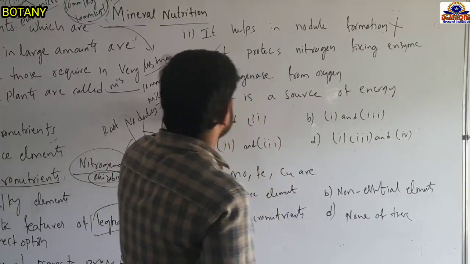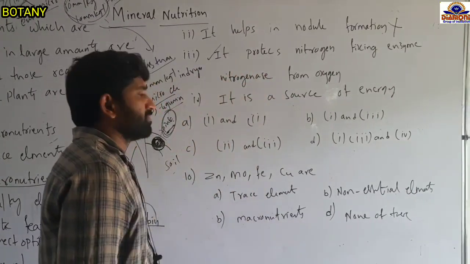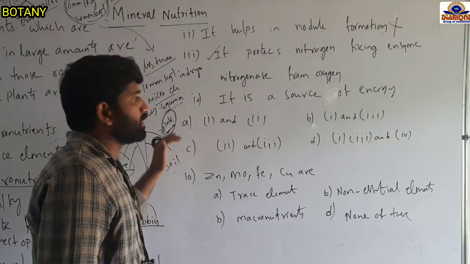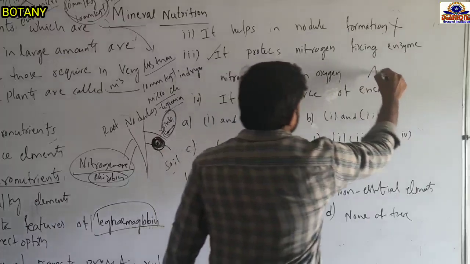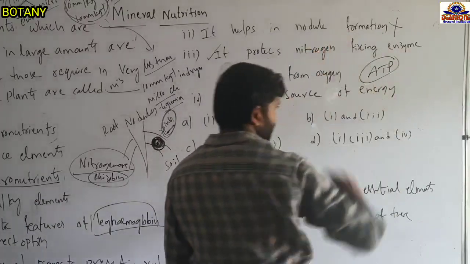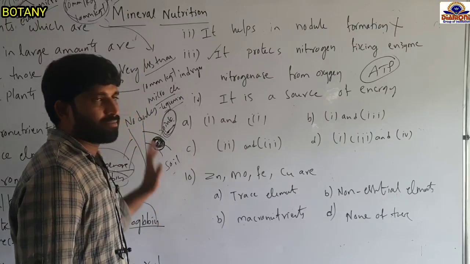And option 4, they given as it is a source of energy. Leghemoglobin pigment is not a source of energy. The source of energy is ATP only. ATP synthesis takes place in respiration, not by the presence of leghemoglobin pigment.